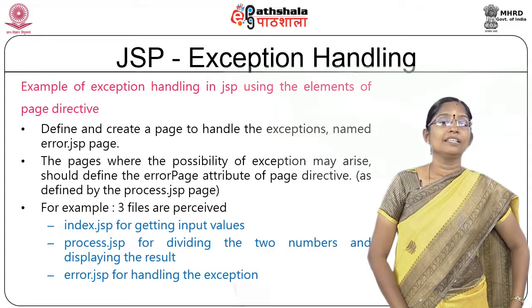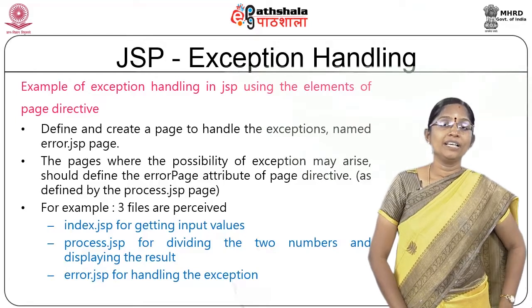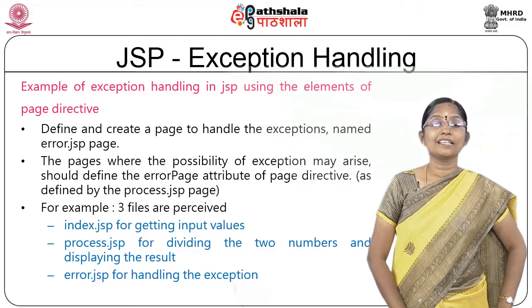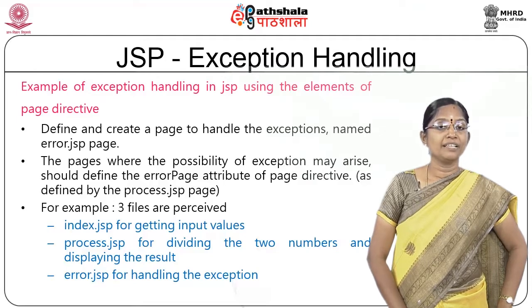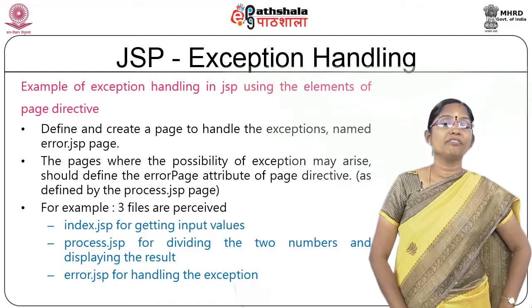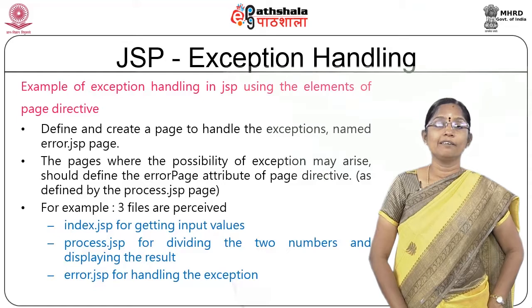Now, let us look through the exception handling with the help of an example. Here we are going to create a page to handle the exception. That page is called the error.jsp page. Whenever there is a possibility that an exception may arise, the errorPage attribute of the page directive should be defined, and error.jsp is going to define the isErrorPage attribute. If we go through the example, it will be very clear to you.